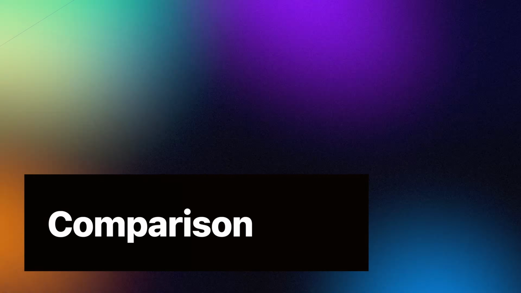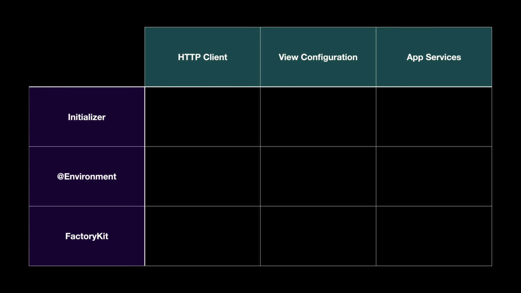Comparison. Now we can compare our three approaches using the problems we discussed: HTTP clients, view configuration, and global services. The initializer approach works well for injecting dependencies into view models. However, it struggles with the view configuration because the parameters bubble up the hierarchy. For global services, it works, but it often results in many singletons. The environment approach works nicely for injecting values into views and configuring parts of the UI tree. However, it becomes awkward when used with view models, and it doesn't help much with global services.